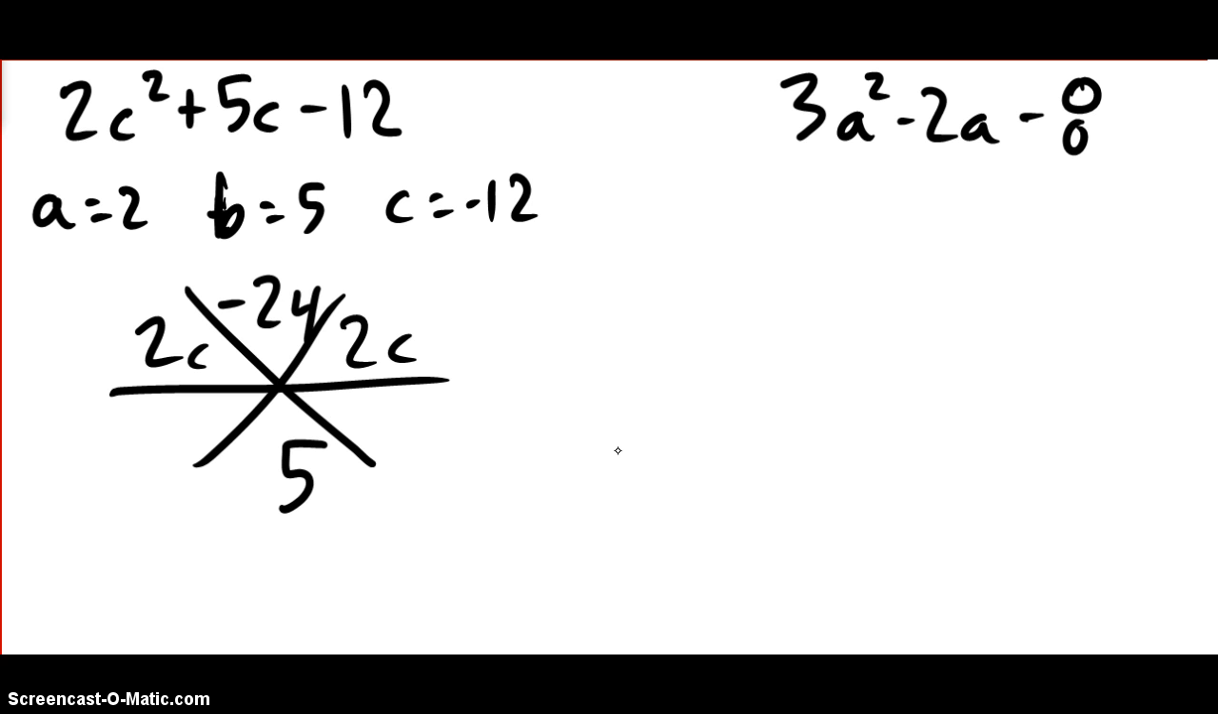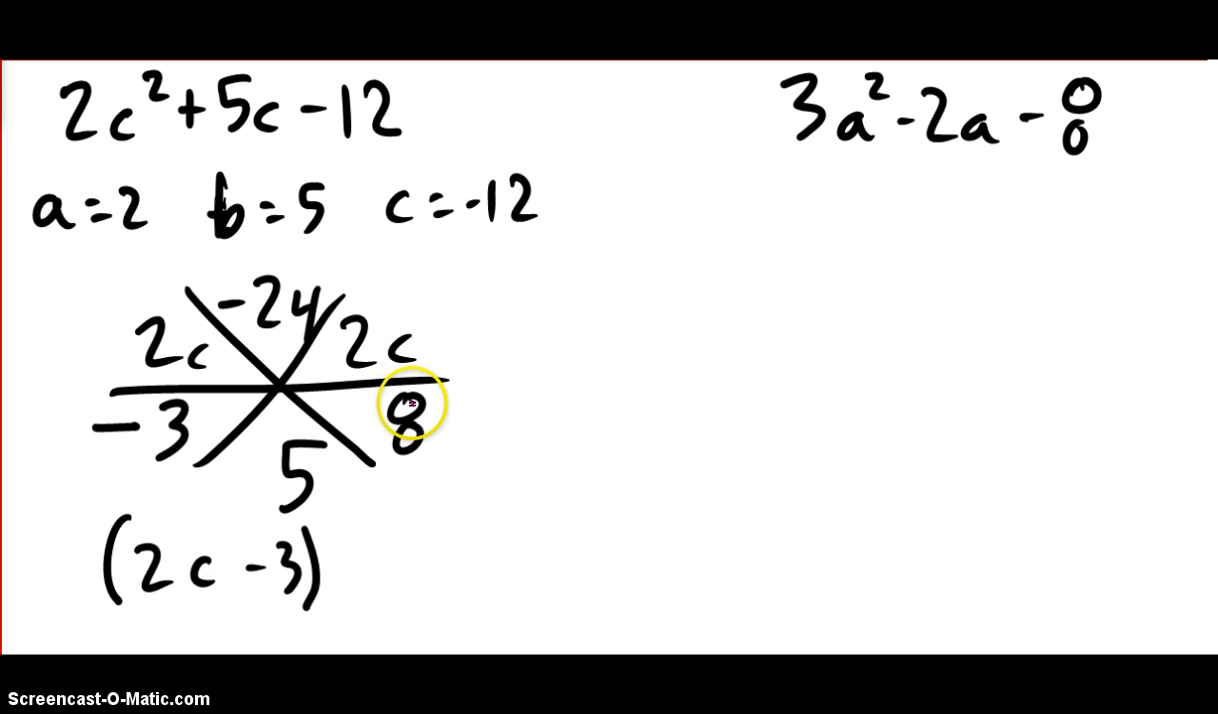Let's see. Negative 24. It's going to be a negative here, and a positive. The bigger one's positive. So we have 12 and 2, but that's not it. We have 8 and 3. Oh, that's it. There we go. Negative 3 and 8. Okay. Now, we don't write out the two binomials because we want to see if we can simplify this fraction. 2c over negative 3. Can I simplify that? No, I cannot. So I write 2c minus 3.